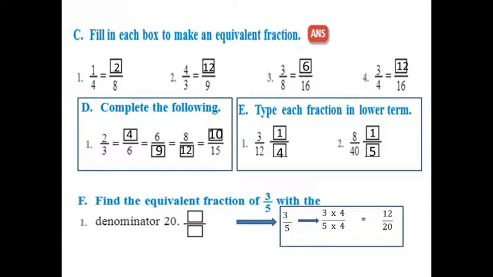Next sum is find the equivalent fraction of 3 by 5 with the denominator 20. So you need to find out the equivalent fraction for 3 by 5, but the denominator is given as 20. So what multiplied by 5 will give you 20? 5 into 4 is equal to 20. So you multiply 4 in the numerator also. 3 into 4 is equal to 12. So the equivalent fraction for 3 by 5 is equal to 12 by 20.